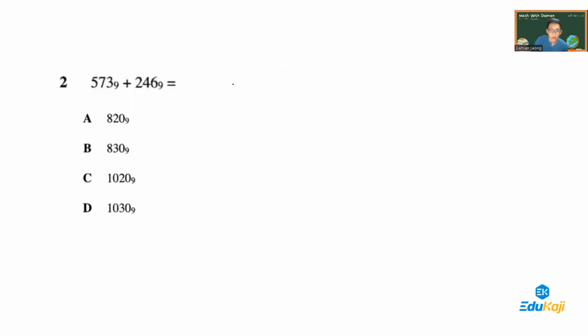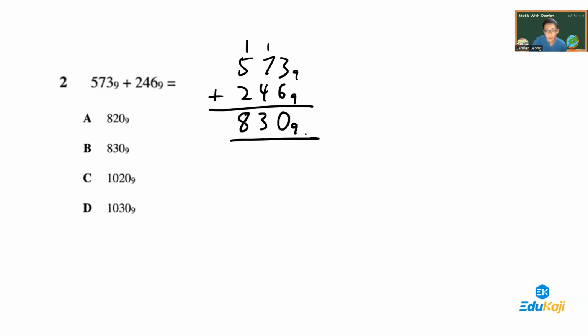Then this one, just add together 573 and 246, both in base 9. So use vertical addition. Once I reach the base number, I have to carry over 1 in the next place value. So 3 plus 6, 9. So 9, I carry over, plus 1 here, so left 0 here. 7 plus 4 plus 1 is 12. 12, I take 9 and carry over. So 12 minus 9 is 3, so 3 remains here. 1 plus 5 plus 2 is 8. So 830 base 9. Answer B.